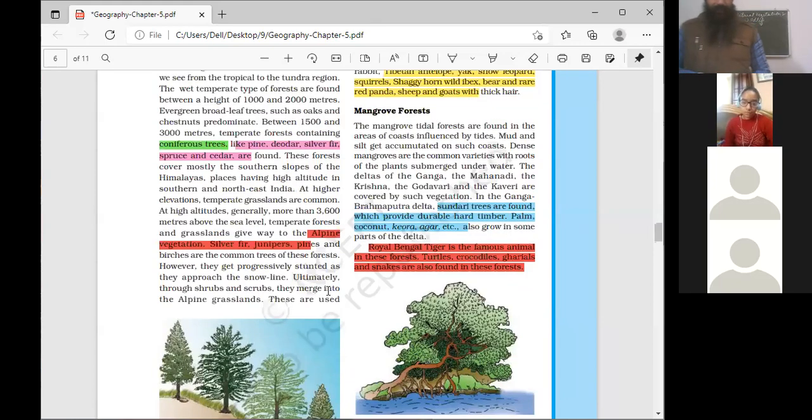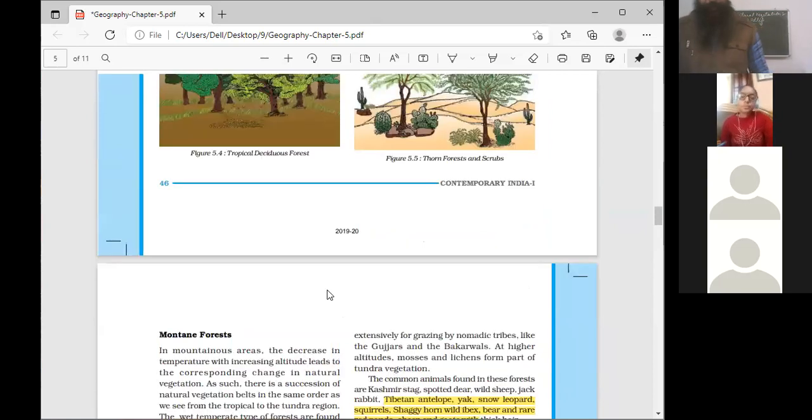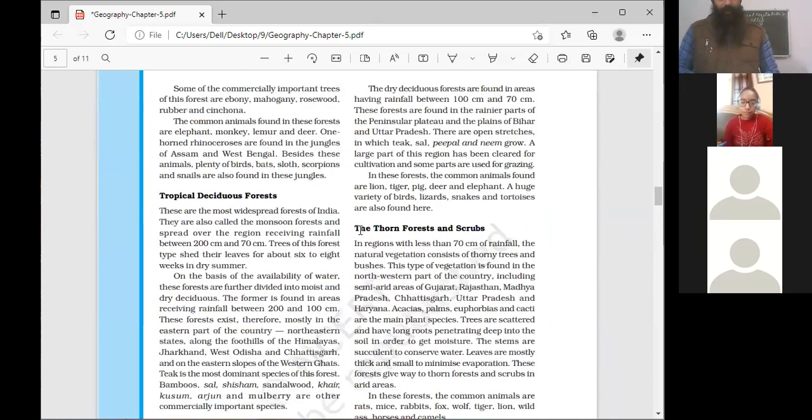Now the one remaining: tropical deciduous, done, evergreen, done, mangrove, done. Now what remains is thorny shrubs, desert vegetation. We discussed coastal regions known for mangroves, the western coastal plains known for tropical evergreen forest, and tropical deciduous forest in the plains of India. Third type of vegetation. Fourth is mountainous. Now the deserts are remaining. Thorny forest.